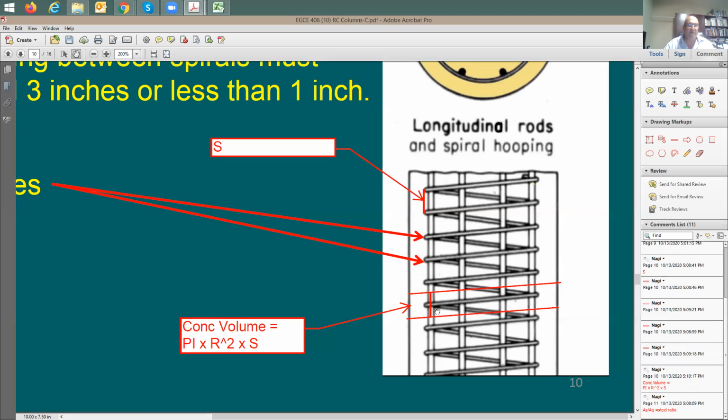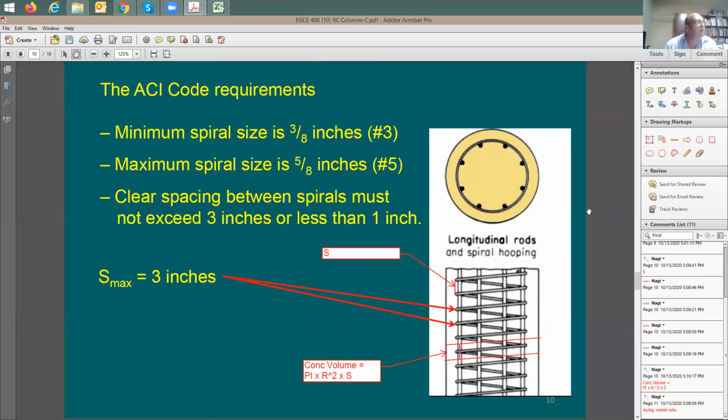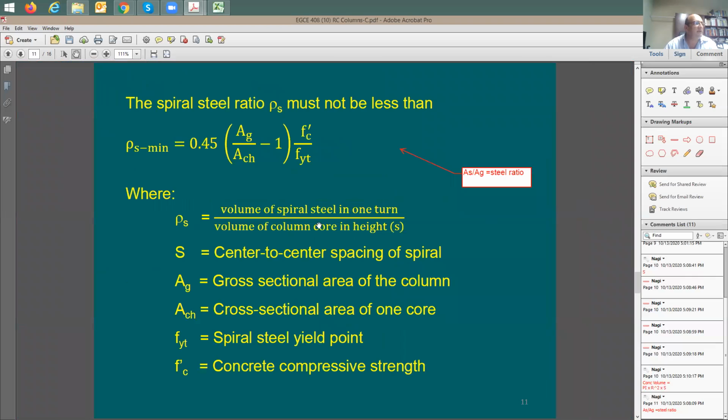How about the steel volume? The steel volume is going to be equal to pi times d, which means the length of this tie or this spiral, multiplied by the cross-section area of the spiral rebar itself. Now this ratio here is what we're going to call rho sub s. Where do we have it? It's this one here, rho sub s, volume of the spiral steel in one turn divided by volume of the column core in that height. Are we good? Okay, good.